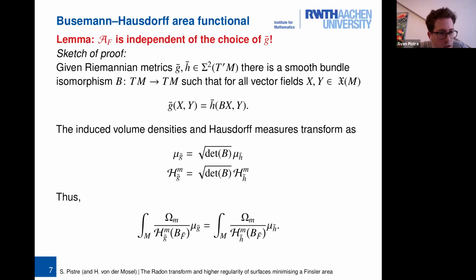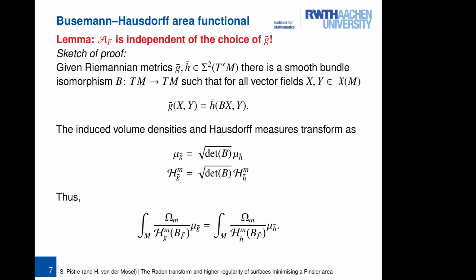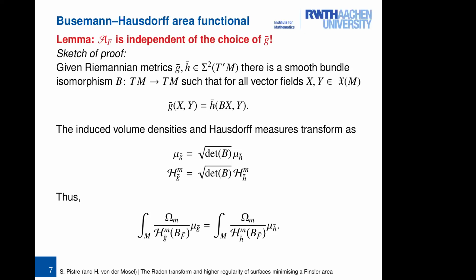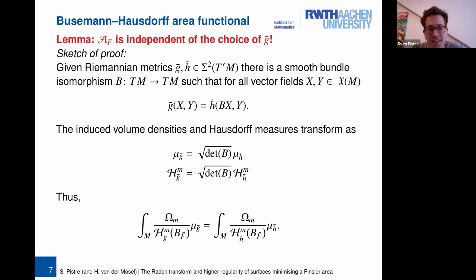There's a question in the chat here. Can one not simply say the Busemann-Hausdorff area functional is conformally invariant? With respect to the auxiliary measure, or the auxiliary Riemannian metric, or what do you mean? No, I guess I'm just meaning that you can link the two metrics together. Yeah, that's probably what you do if you take this isomorphism B, I guess. Yeah, I just wondered if that was a way to encode what you're saying. Yeah, that's probably a more abstract way of what I wrote down here. Yeah, thanks. Yeah.